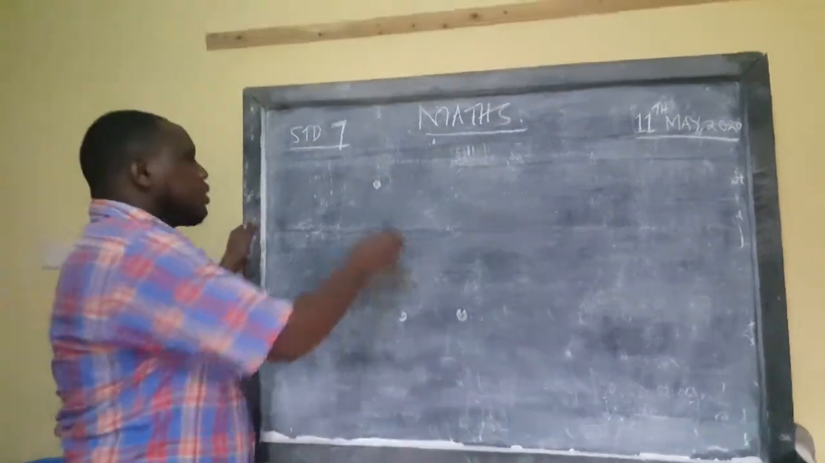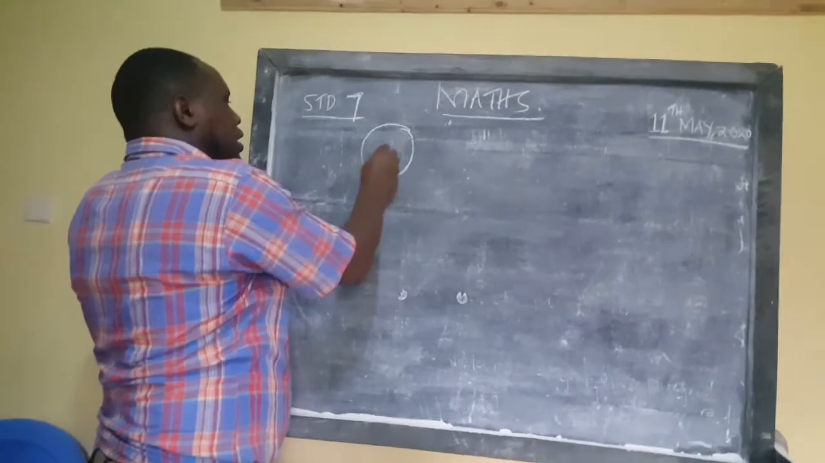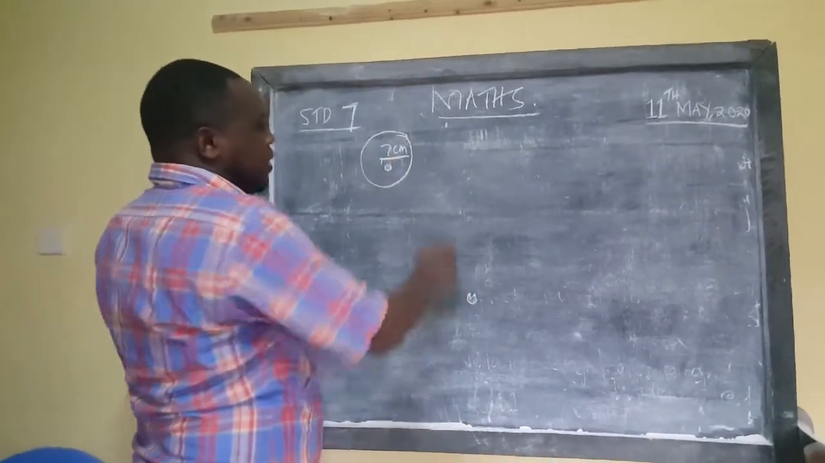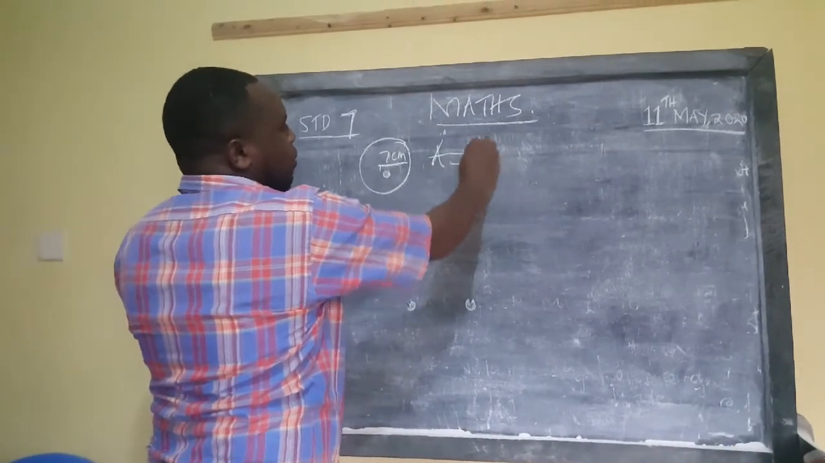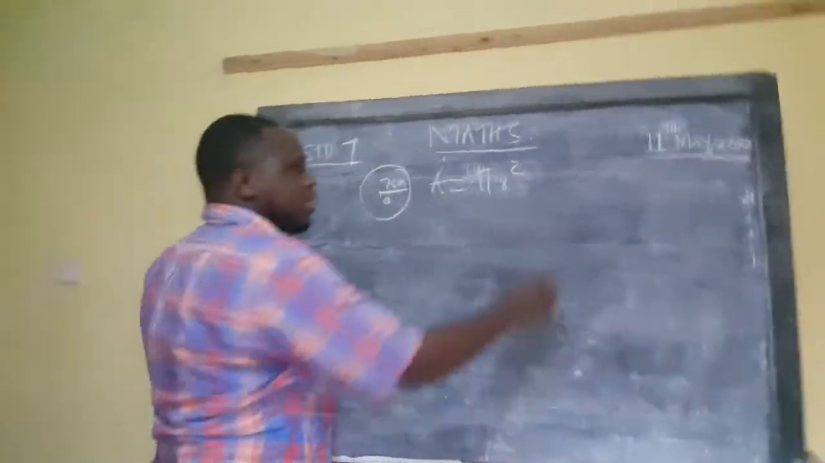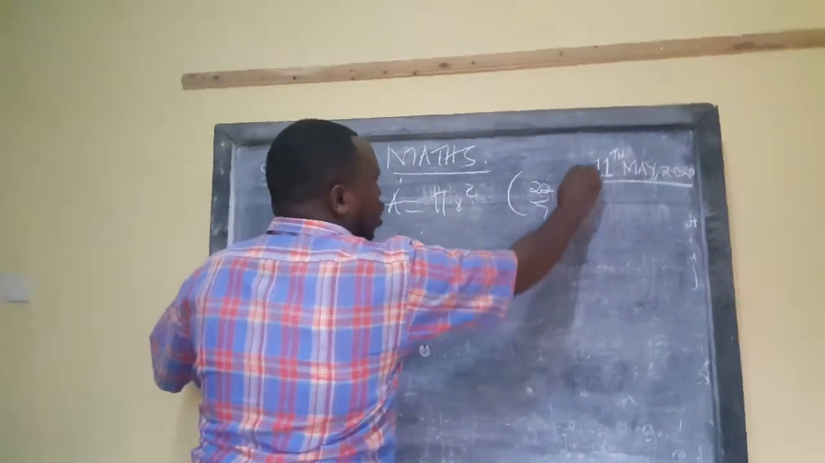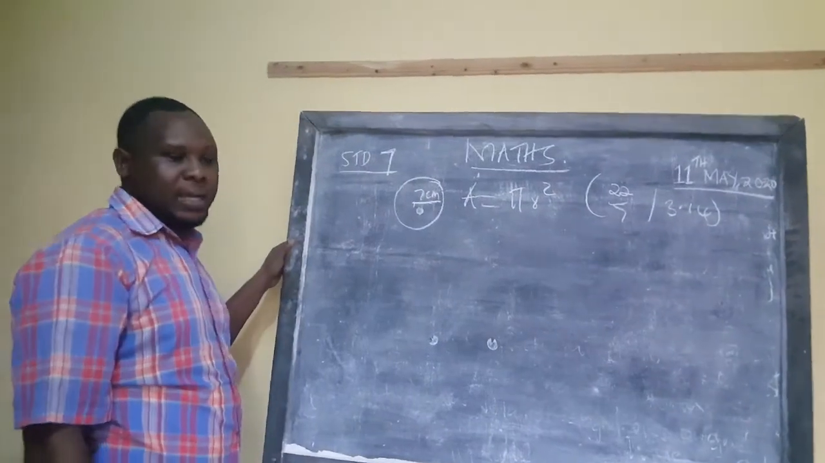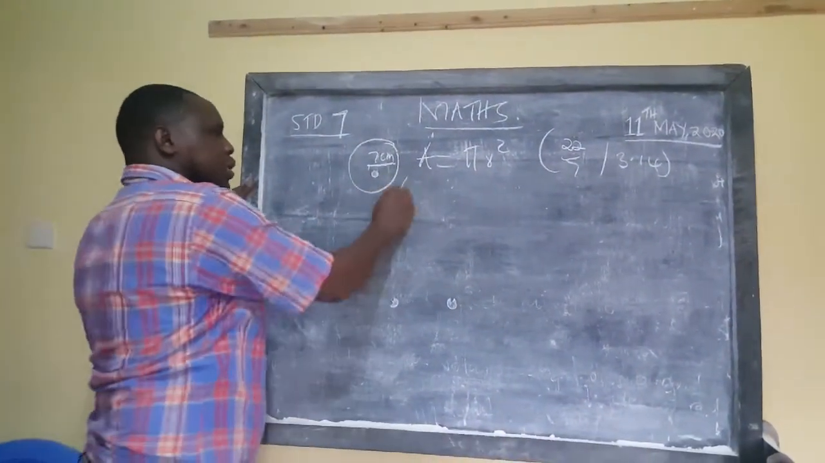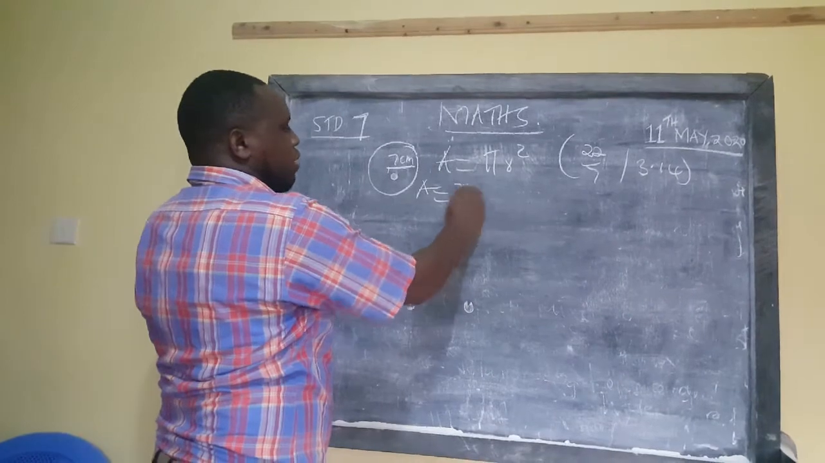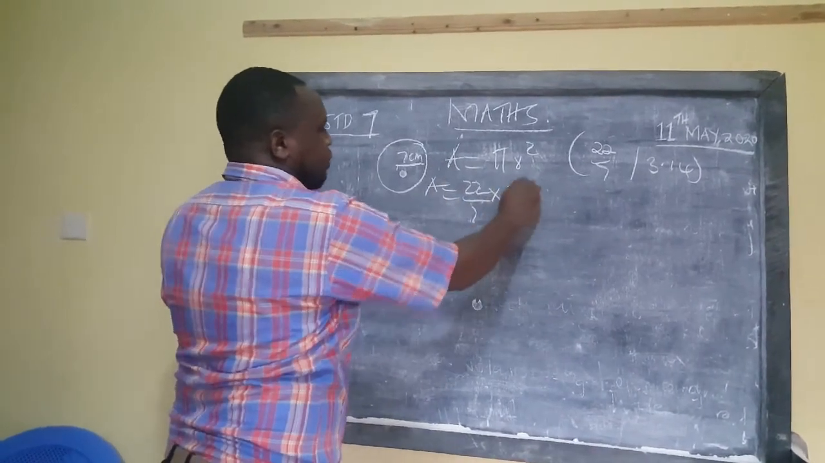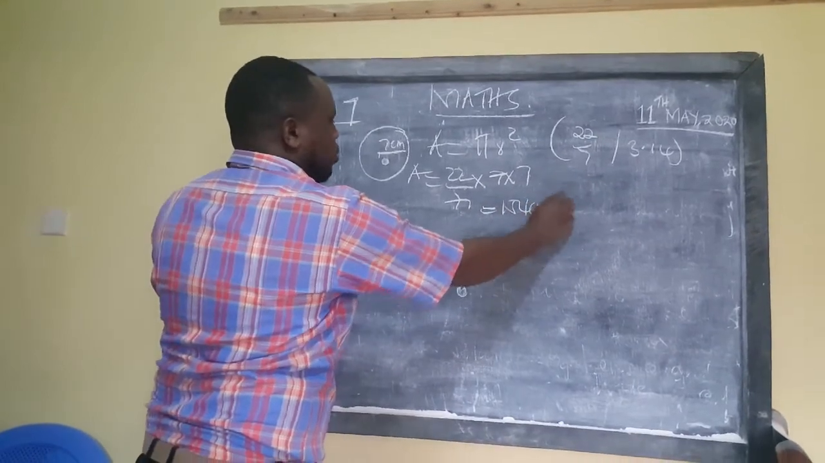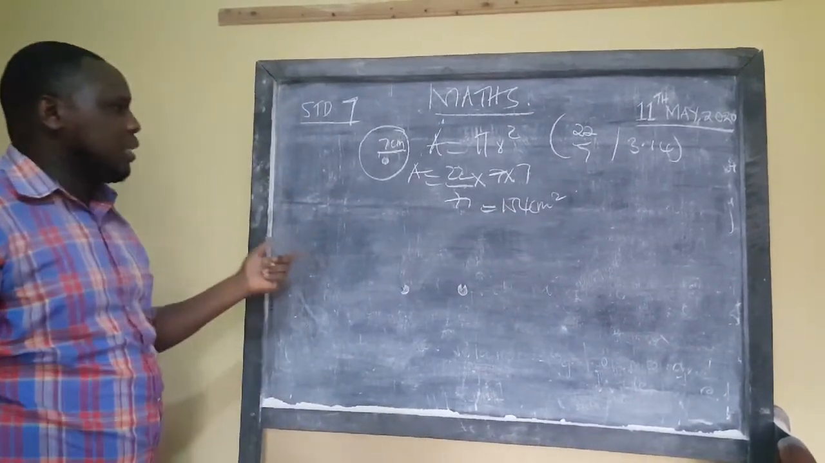So to begin with, we started with the full circle. We can have a full circle of radius 7 centimeters. And we said area will be equal to pi r squared. We said pi can be written as 22/7 or 3.14, the decimal pi. So here, area is equal to 22/7, the radius is 7 times 7. This will give you 154 centimeters squared. So that is what we did yesterday.